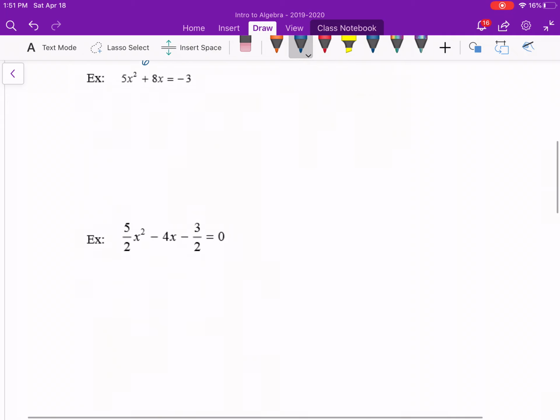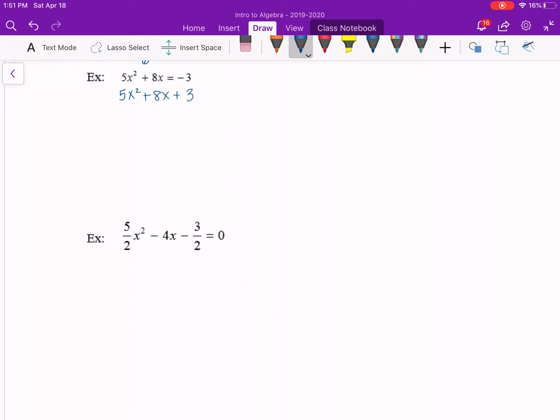So let's look at the next one. The only thing we need to do is to set it equal to 0, and then we're good to go. So x equals negative b plus or minus the square root of b squared minus 4ac all over 2a.